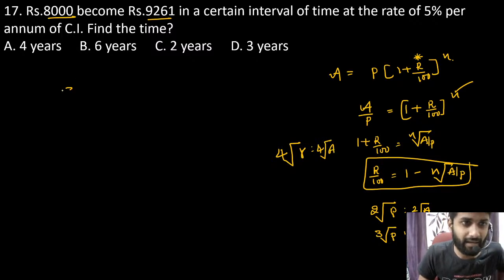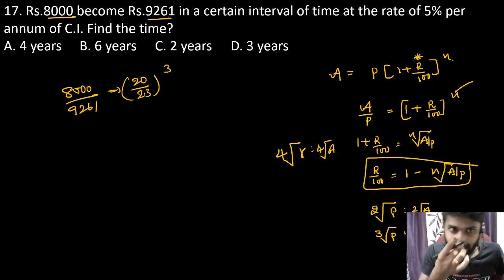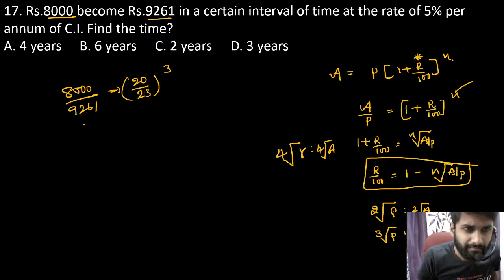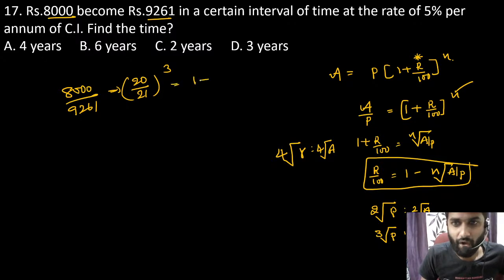Now see, here the value 8,000 becomes 9,261. Observe, guys, this is 20 cube and this is 21 cube. Sorry, it's not 23, it's 21. Clear? So 20 divided by 21 whole cube, that is in terms of 20 by 21, is exactly equal to 1 plus r by 100 whole power n. Now you can write this value, guys.